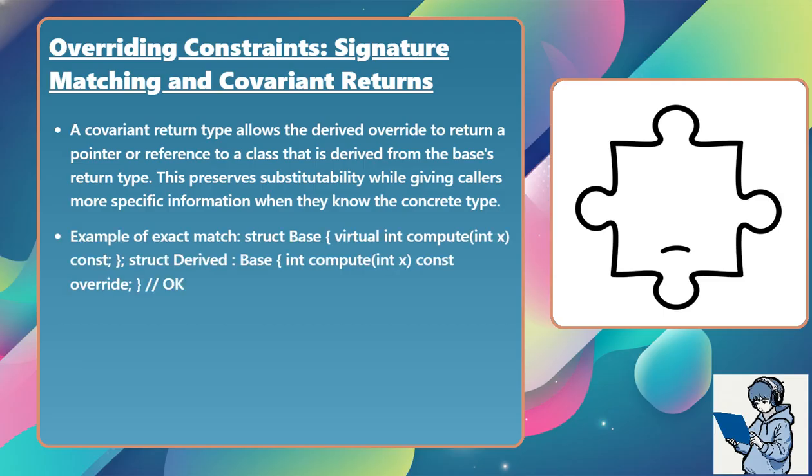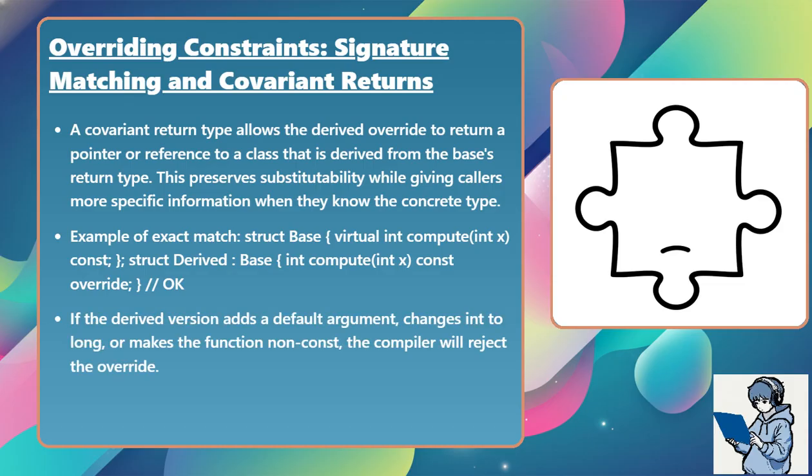Example of exact match. A struct base with a virtual function compute taking an int x and marked const. A struct derived inheriting from base defines int compute taking an int x const and override. This is okay. If the derived version adds a default argument, changes int to long, or makes the function non-const, the compiler will reject the override.